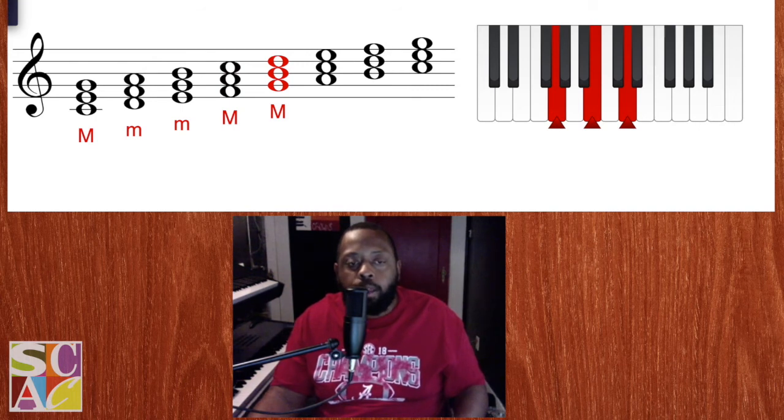Next to it, this is a G major triad. Still noticing the uppercase M. Let's analyze. From G to B is a major third, and from G to D is the perfect fifth, making this a G major triad. Let's listen.